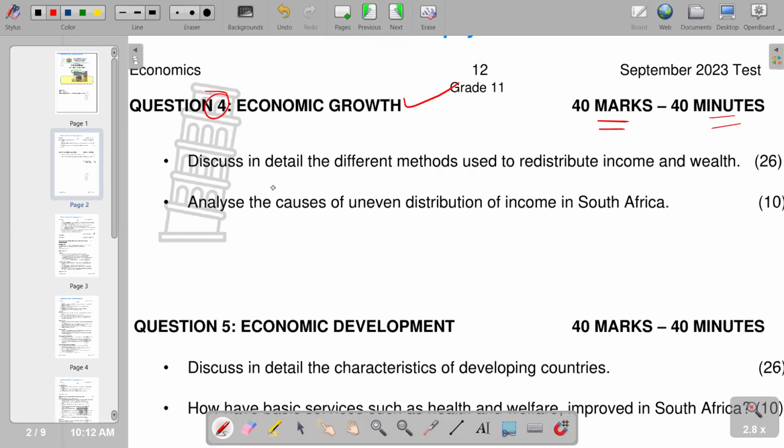So, the first part of our question is to discuss in detail the different methods used to redistribute income and wealth, for 26 marks, and also analyze the causes of an uneven distribution of income in South Africa, for 10 marks. So obviously, according to our essay, we are supposed to start with our introduction, whereby we can define any key term that we see in the question.